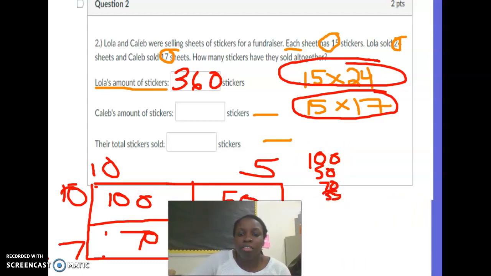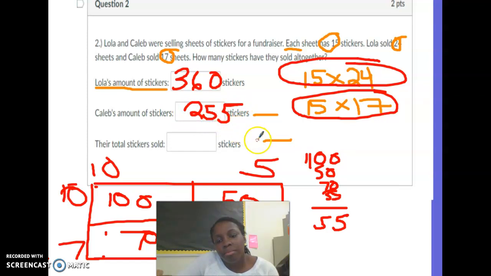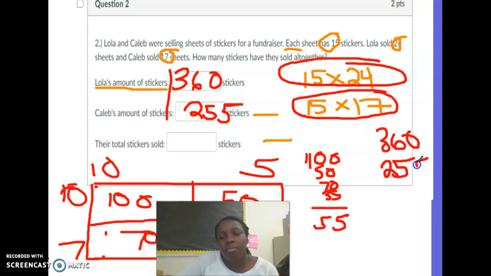Let me move my screen. All right, 5. This is 7, 8, 9, 10, plus 5 is 15, 255. So, all right, I got 255. Yeah, that's right. So now I have to find my total. I have to add this up. So what is 360 plus 255?